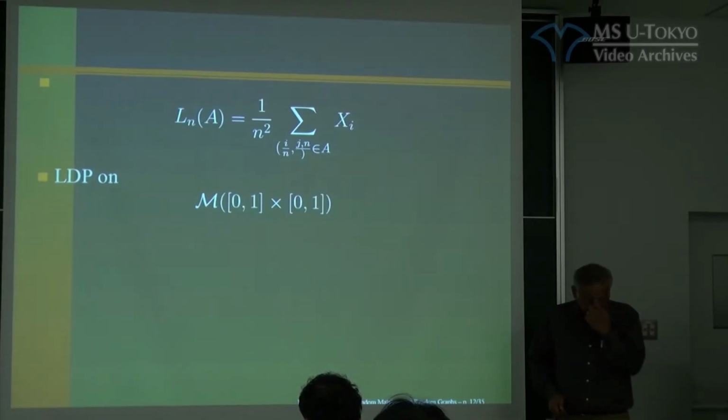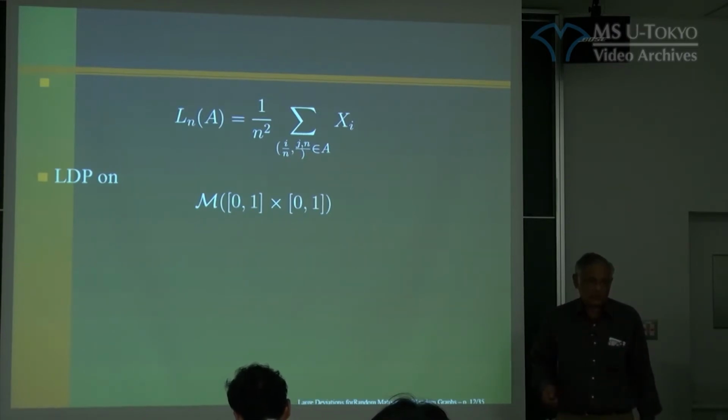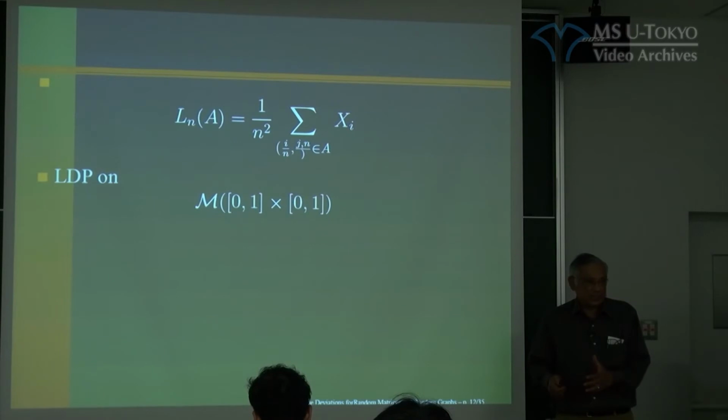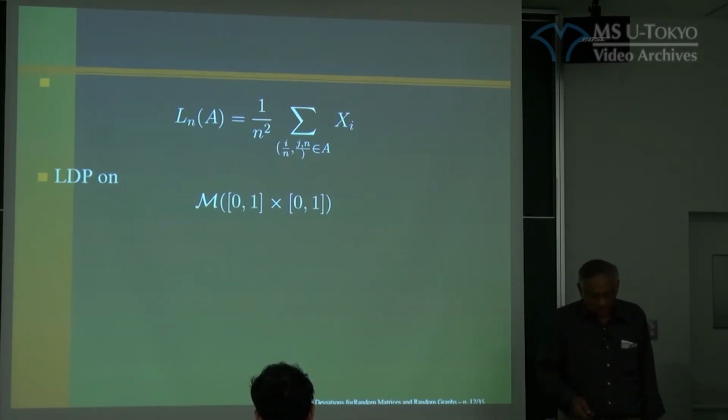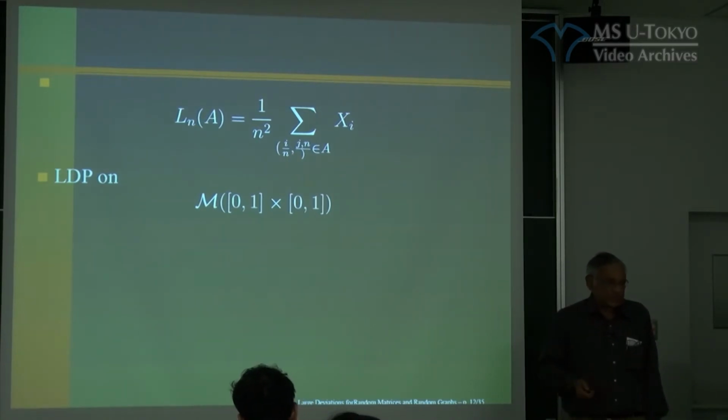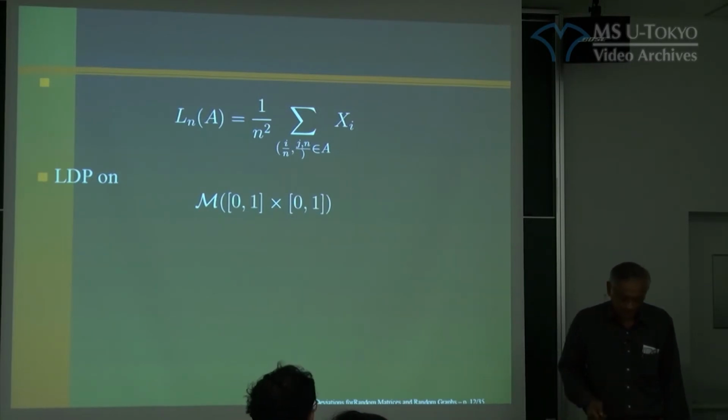So, now you can think of Ln as a measure on the square, because it is a bunch of delta functions suitably normalized. So the whole square is going to have measure 1, because there are n square sides and so on. No, sorry, the x_i's are not random variables, they can be positive or negative. It is a signed measure, in fact.